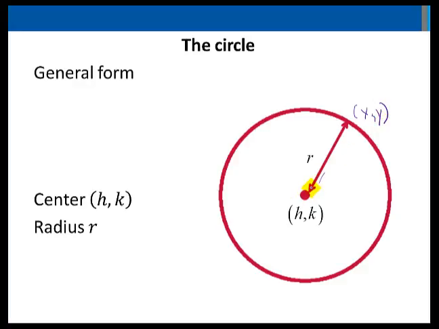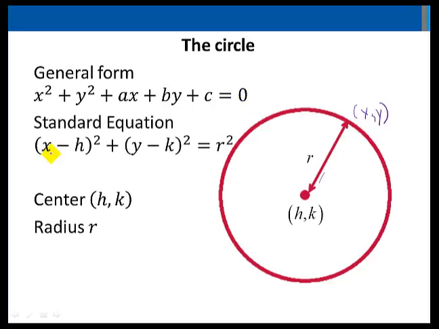The general form of the equation of a circle is x squared plus y squared plus ax plus by plus c equals 0. The standard equation is (x minus h) squared plus (y minus k) squared equals r squared.